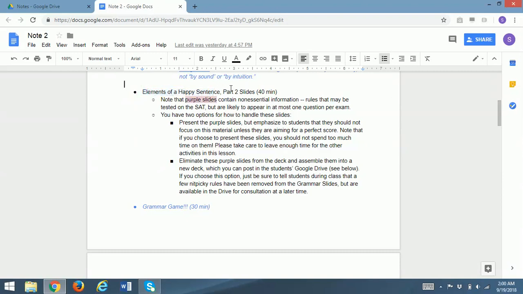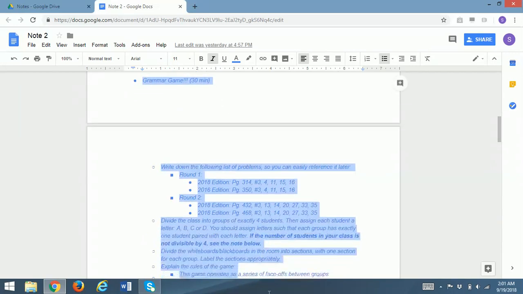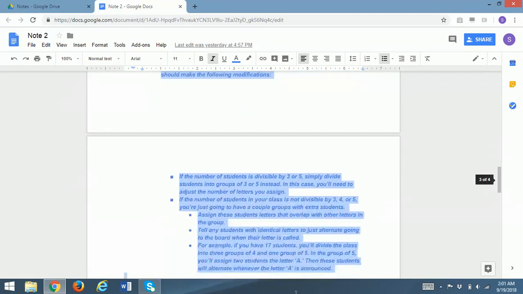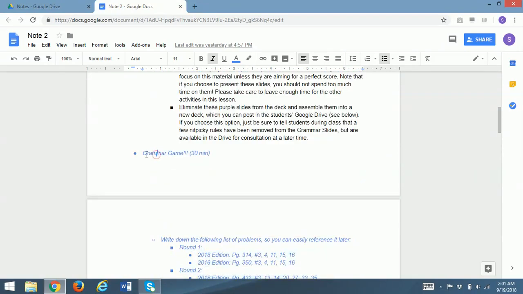Next we have the Elements of a Happy Sentence Part 2 slides. In case you thought the fun was over last week, there's much, much more fun this week with more elements of a happy sentence. And there's a separate video in this series that goes over these Part 2 slides. Then we have a really long chunk of blue italic font. So it's time this week to start playing some group games. And we're going to start with a grammar game this week.